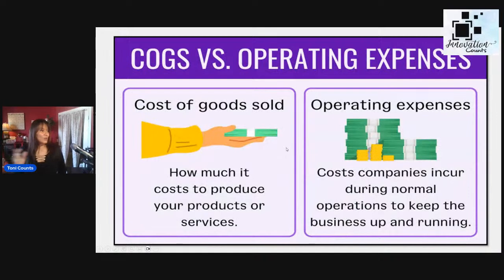All right, so we've got cost of goods sold, and we also have operating expenses. Every business is going to have operating expenses. Even though they're both expenses, they do have some differences. Cost of goods sold is how much it costs to produce your products or service. And operating expenses are the normal expenses incurred for the normal operations of your business to keep it up and running. And we're going to go over what some of those expenses would look like.